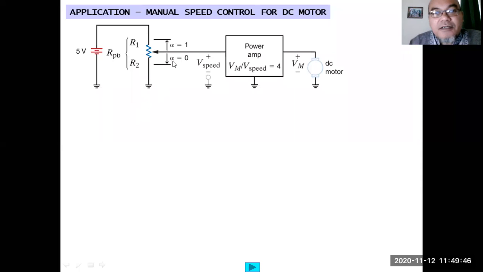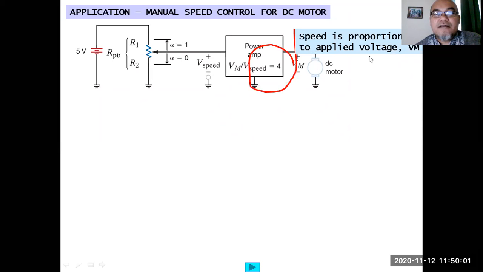Okay, so here we have manual speed control for a DC motor. So this is the DC motor. We need to drive the DC motor with the correct power. The speed is proportional to the applied voltage VM.